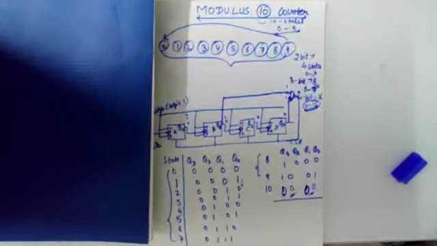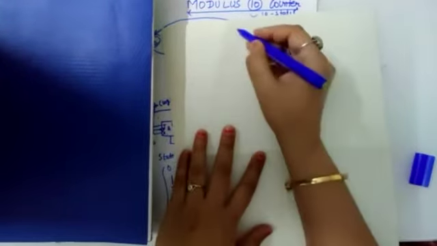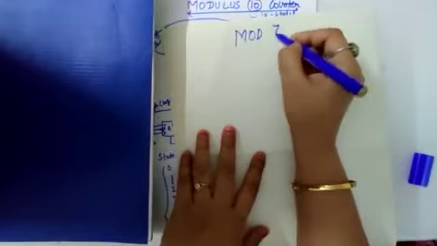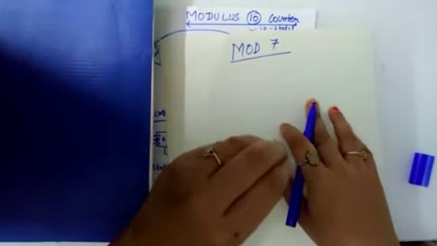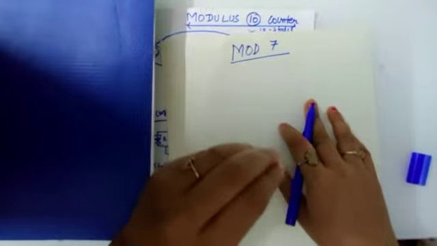In that way you can design any counter of your desire. For example, if I say just draw a mod 7 counter, can you draw that? First of all, you have to check how many minimum flip-flops you need, or the minimum bit counter.